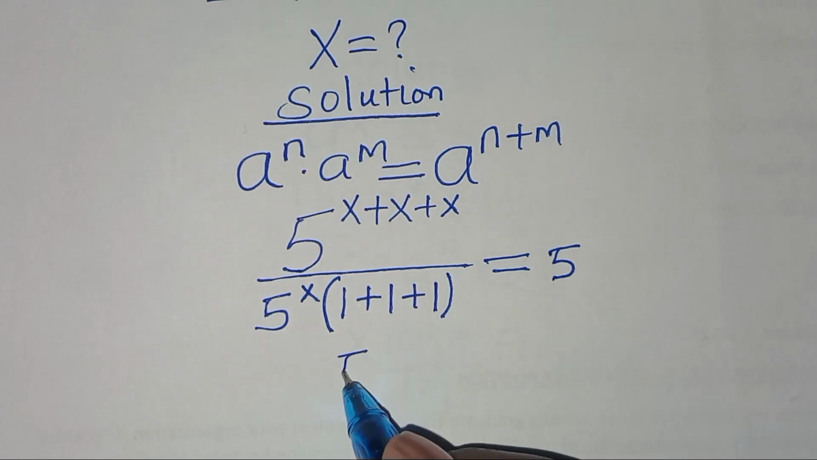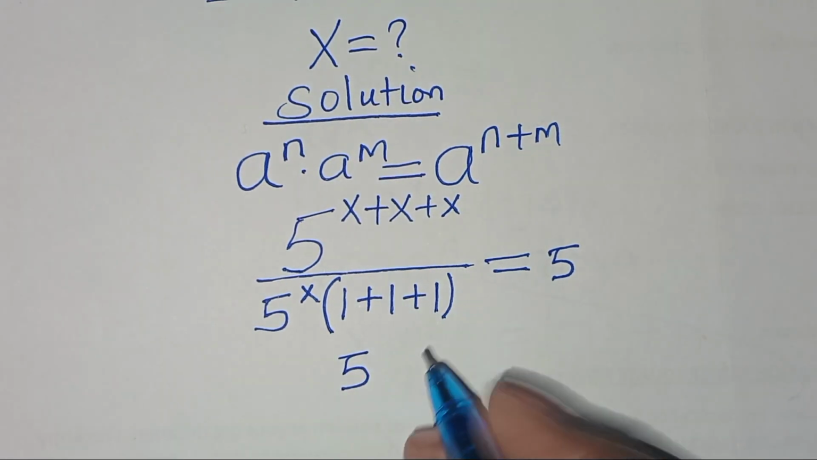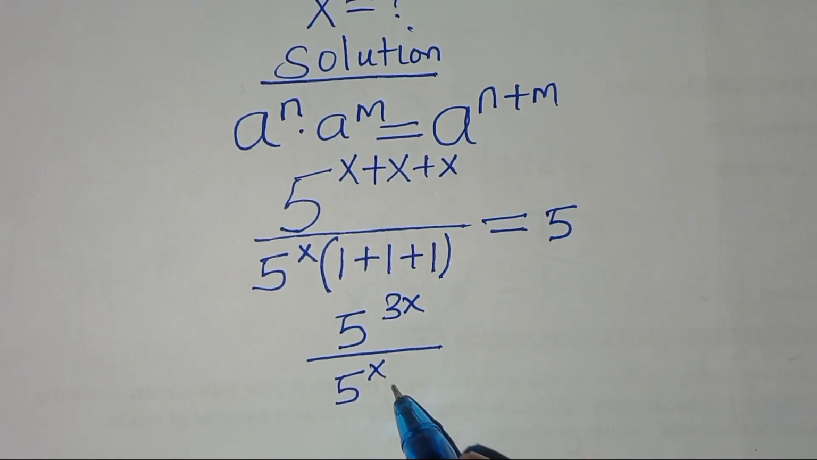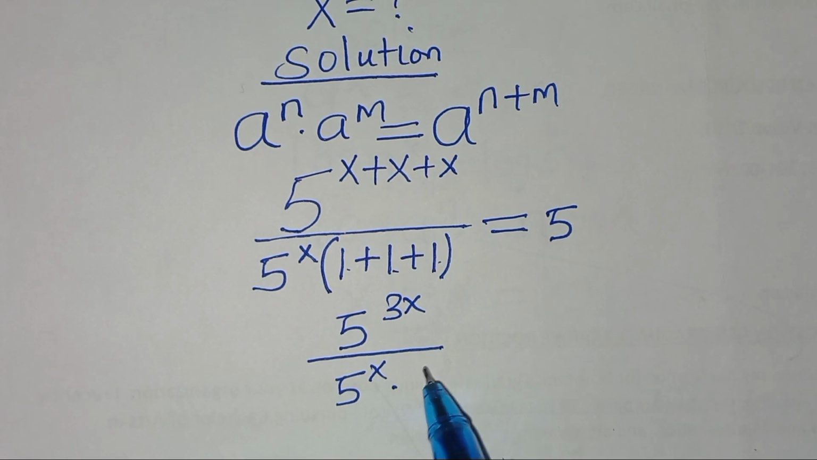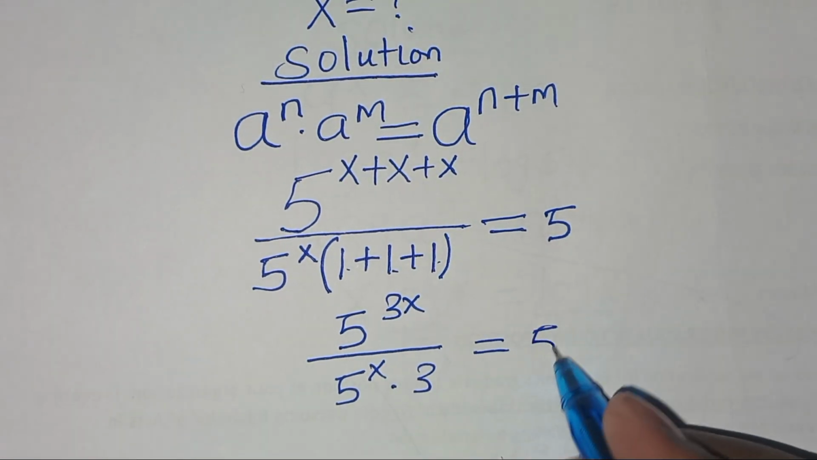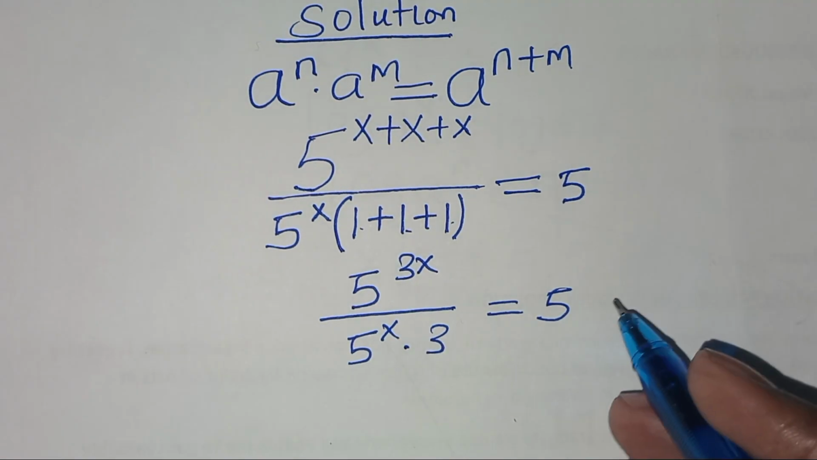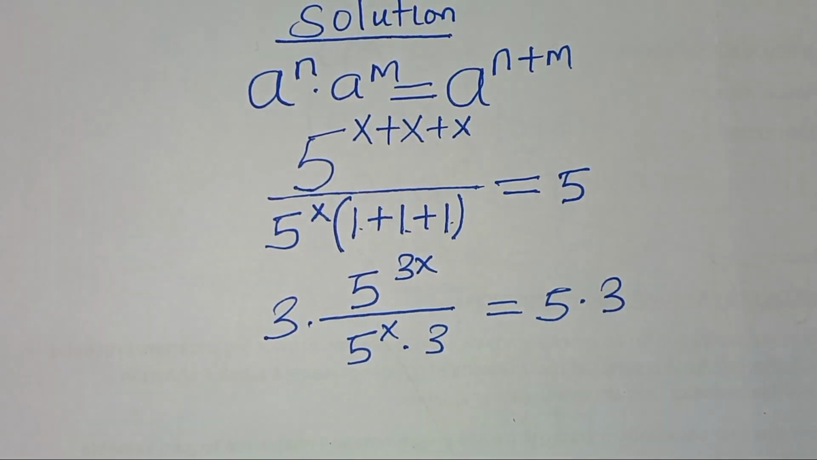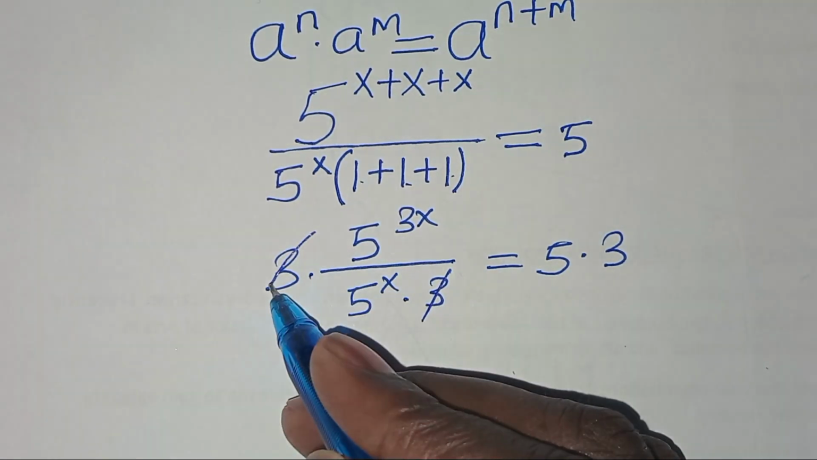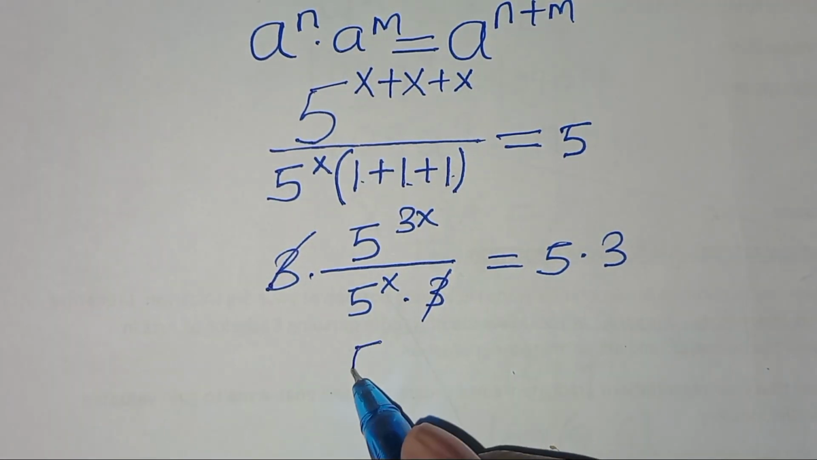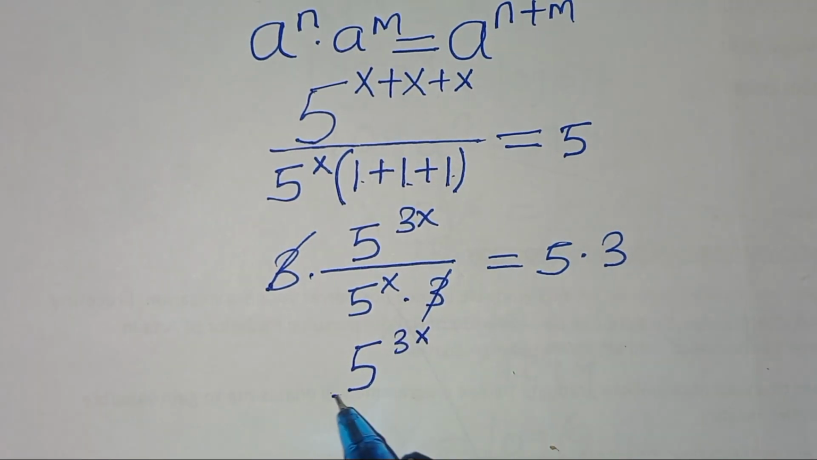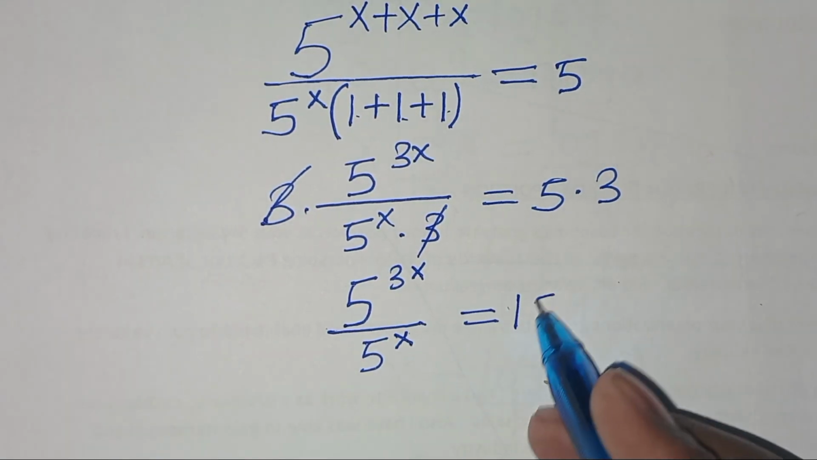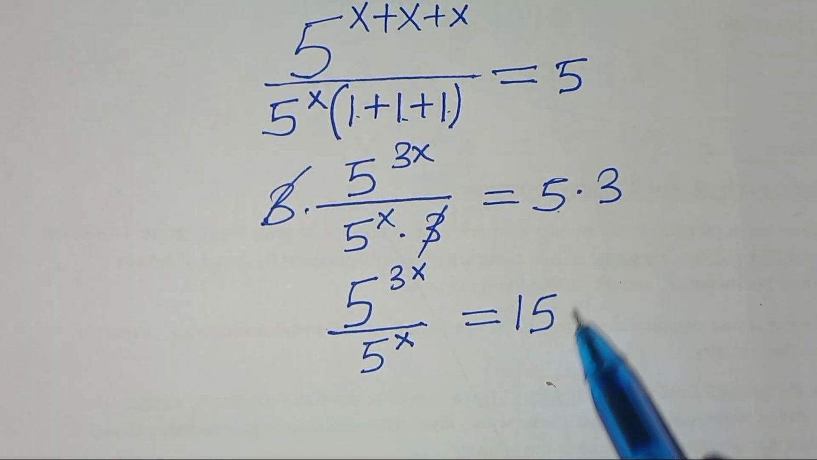So in the numerator we have 5 to power x plus x plus x. This is equal to 3x. Then divided by 5^x multiplied by (1 plus 1 plus 1). This is 3, and this is equal to 5. So the next step is to multiply both sides by 3. So 3 and 3 simplify, and now we have 5^(3x) divided by 5^x equal to 15. That is 5 times 3, which is equal to 15.